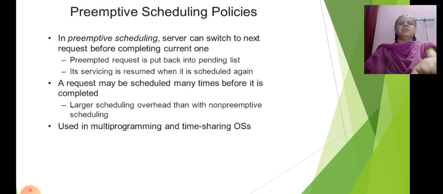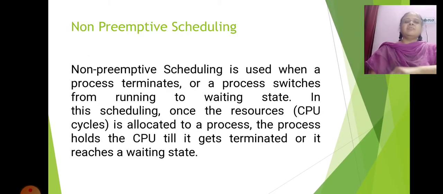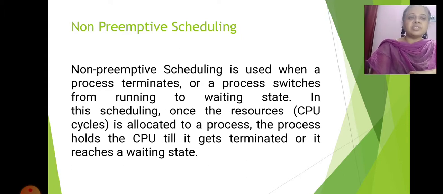This is preemptive scheduling policy. Now we come to non-preemptive scheduling. Non-preemptive scheduling is used when a process terminates or switches from running to waiting state. In this scheduling, once the resource, what is the resource? CPU cycles. Once the resource is allocated to a process, the process holds the CPU till it terminates or reaches a waiting state. This is the criteria when non-preemptive scheduling is used.